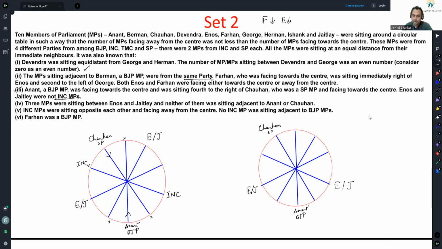In this case, can I have the INC diagonal anywhere? This diagonal is gone. This diagonal is gone. I can have it here. But if I have it here, an INC MP will be next to a BJP MP. So this diagonal is gone. All 5 diagonals are gone. Okay, which means the second case is impossible.